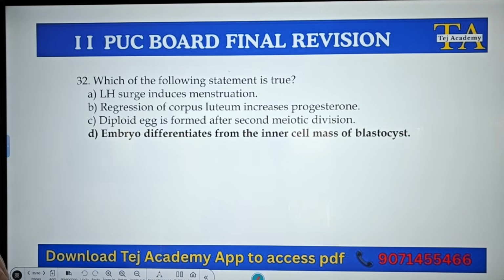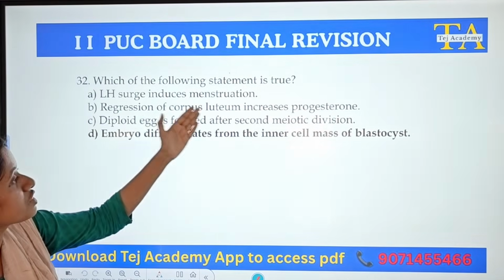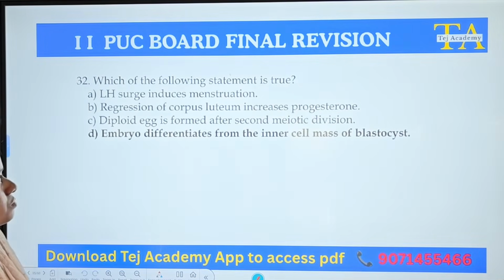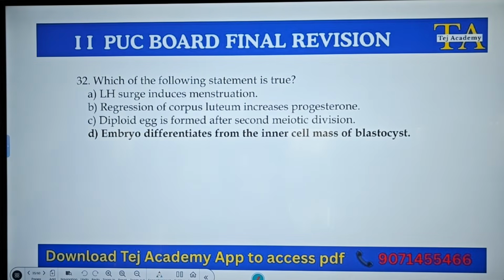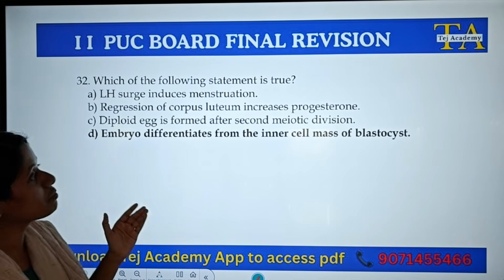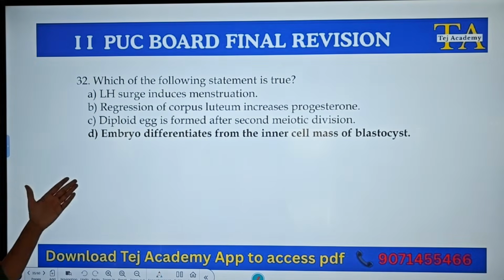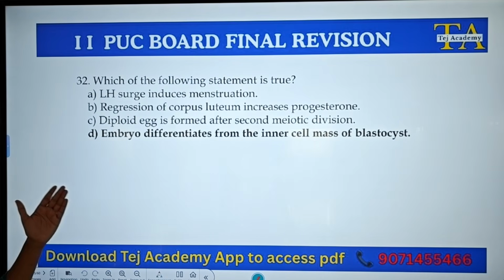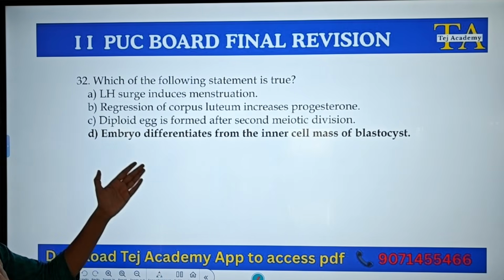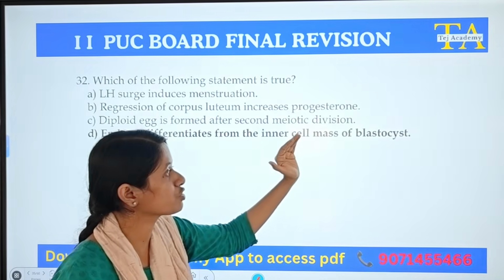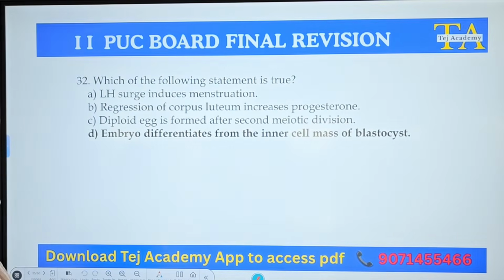The next question is, which of the following statement is true? A. LH surge induces menstruation. B. Regression of corpus luteum increases progesterone. C. Diploid egg is formed after second meiotic division. D. Embryo differentiates from the inner cell mass of blastocyst.